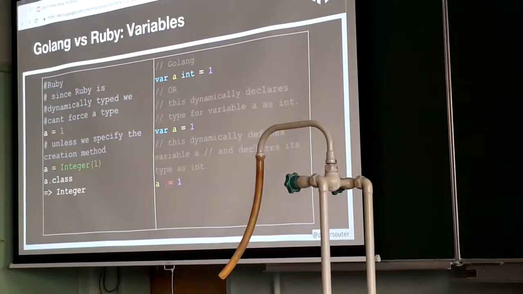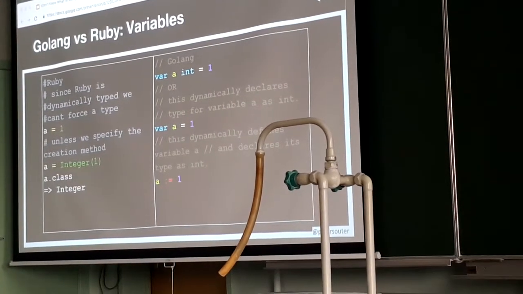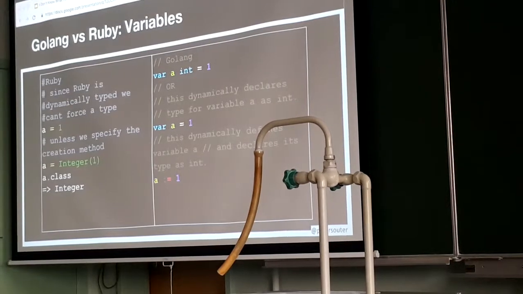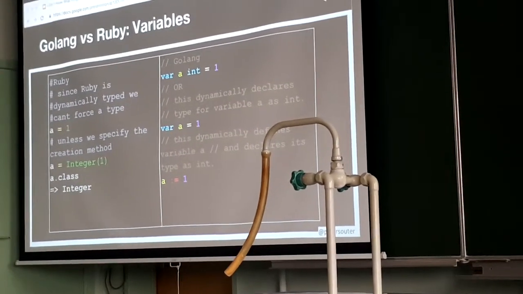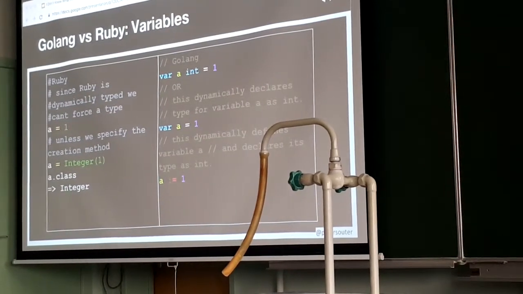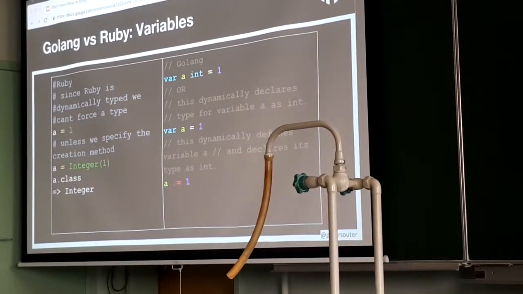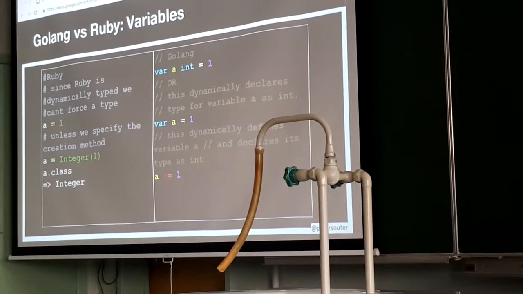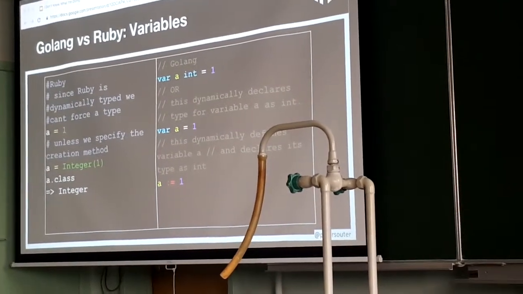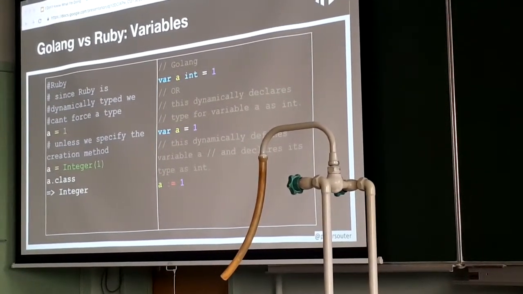Depending on the type you're trying to create, sometimes it's actually impossible to define exactly that you want this type over something else. You can do something like integer 1, and it'll definitely be an integer, but generally you're just going to see people do a equals 1 because Ruby is going to be clever enough to go, oh, it's an integer, that's fine. But it doesn't work that way in the Go world. You actually have to give the type of a variable that you're defining.